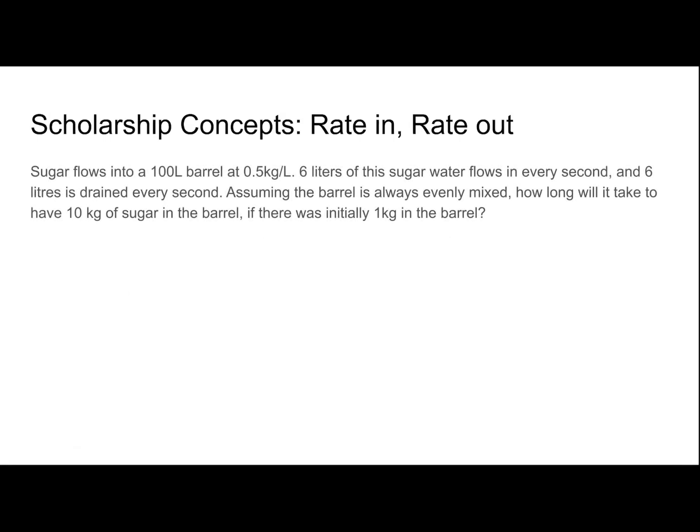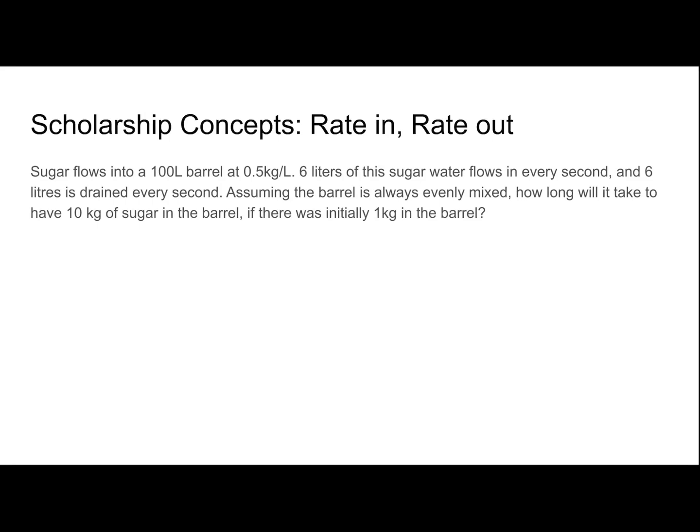Alright, so now we're moving on to a scholarship question. The scholarship concept is rate in, rate out. For example, this is an example question. Sugar flows into a 100-liter barrel at 0.5 kilograms per liter. 6 liters of the sugar water flows in every second, and 6 liters is drained every second. Assuming the barrel is always evenly mixed, how long will it take to have 10 kilograms of sugar in the barrel if there was initially 1 kilogram in the barrel?